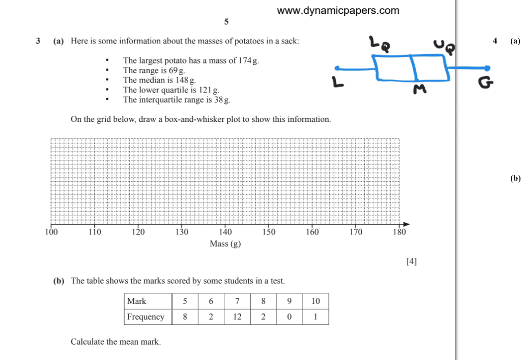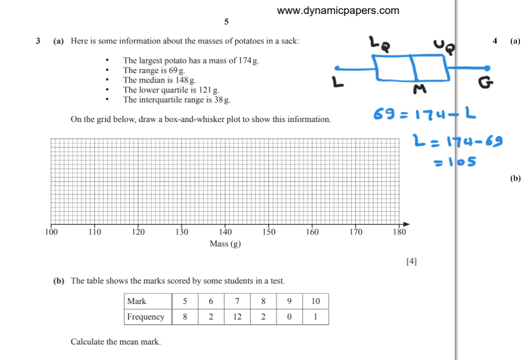We have the largest value, the median, and the lower quartile, so we need to find the upper quartile and the least value. The least value you can find from the range. The range equals the greatest value minus the least value. So 69 equals the greatest value, which is 174, minus the least value. So the least value is 174 minus 69, which equals 105.